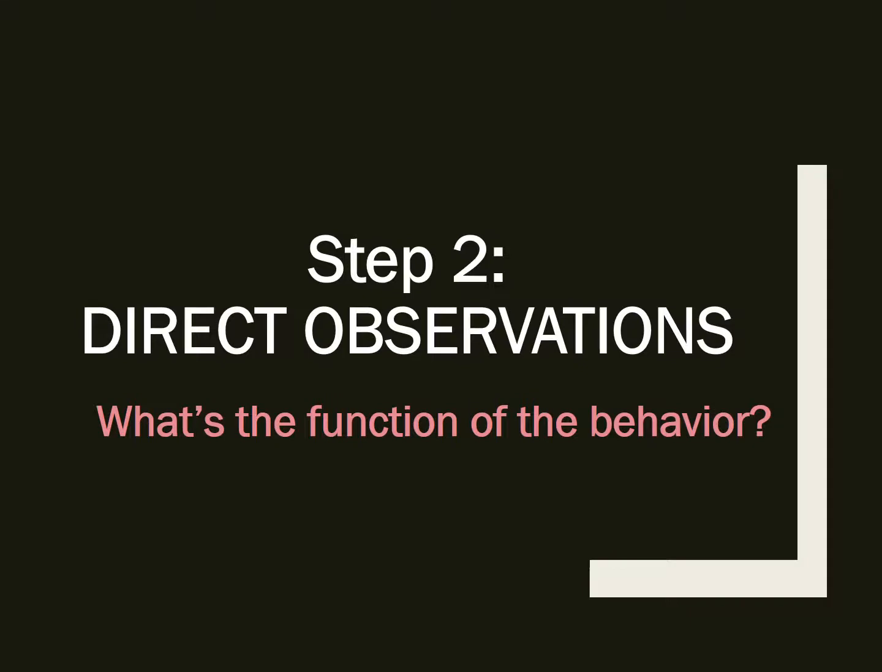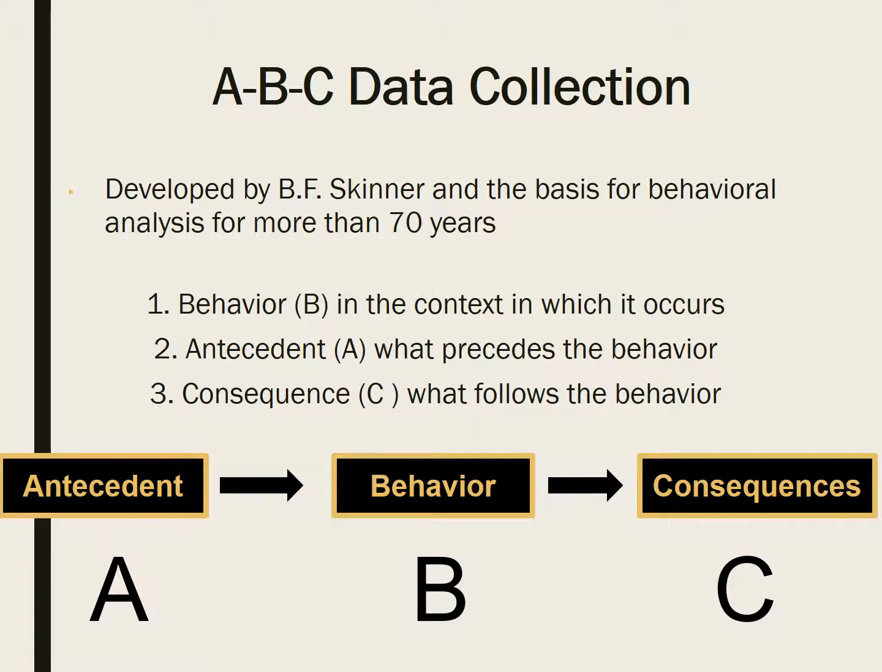In step 2, we are going to conduct direct observations. And this is where we're going to attempt to answer what's the function of the behavior. When we do direct observations, we are using an ABC data collection model that was developed by B.F. Skinner and is also the basis for behavioral analysis for more than 70 years. In step 1, we have identified the behavior. So we go into the classroom or the context in which that behavior occurs. We look for that behavior to occur, and once it occurs, we identify the antecedent, what immediately preceded that behavior, and we identify the consequence, what immediately followed that behavior.